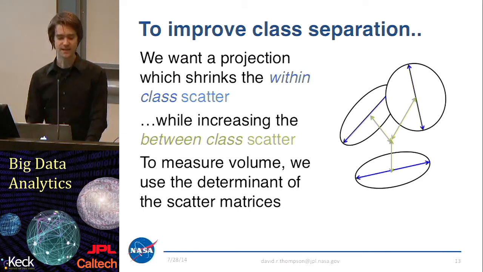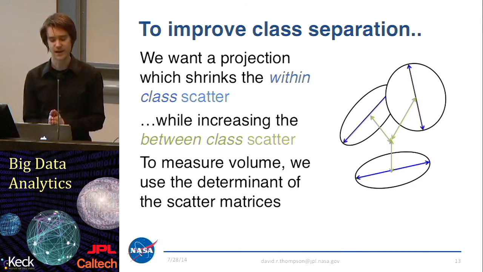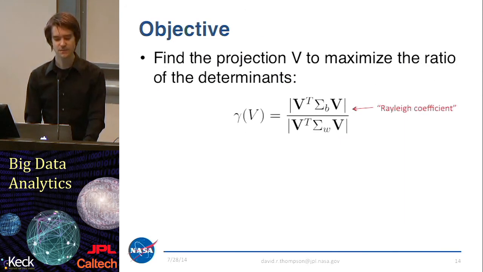Right? And so how do you define this? Well, we measure the determinant of the scatter matrices, which you can think of as a sort of measure of volume in high dimensions for these positive semi-definite matrices. So here's our objective. We find the projection V to maximize the ratio of these determinants. That is, the ratio of the between-class scatter over the within-class scatter. We're trying to increase the numerator and decrease the denominator.